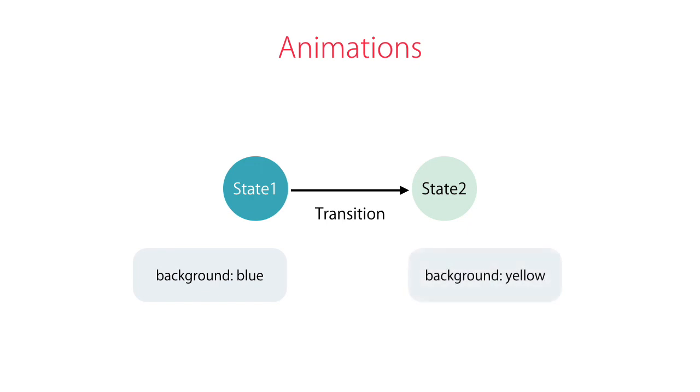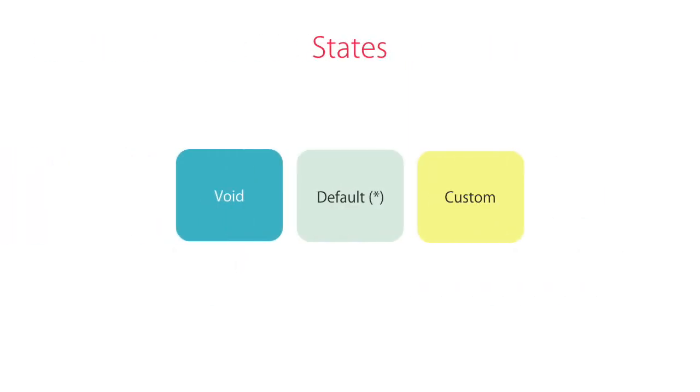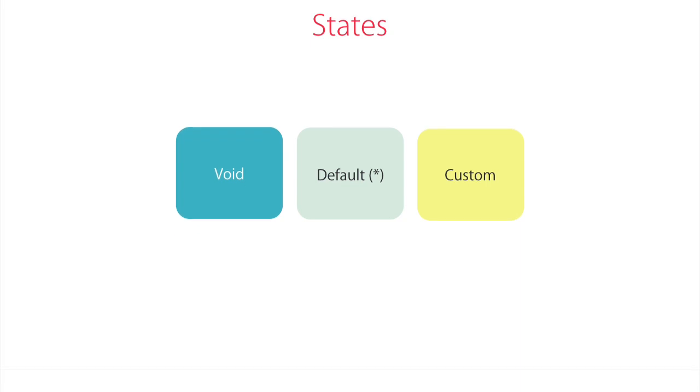We have various states. In each state, our element has a different look, and during an animation, it transitions from one state to another. Okay? Now, what are these states? Well, in Angular, we have three kinds of states. We have the void state, the default state, and custom states. Let's explore each of these.